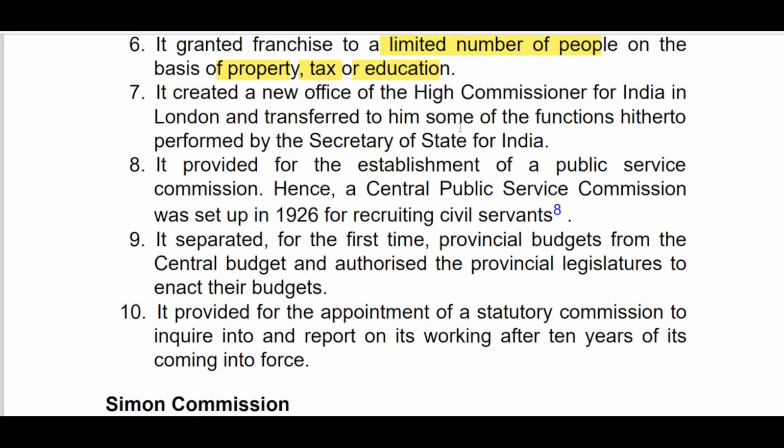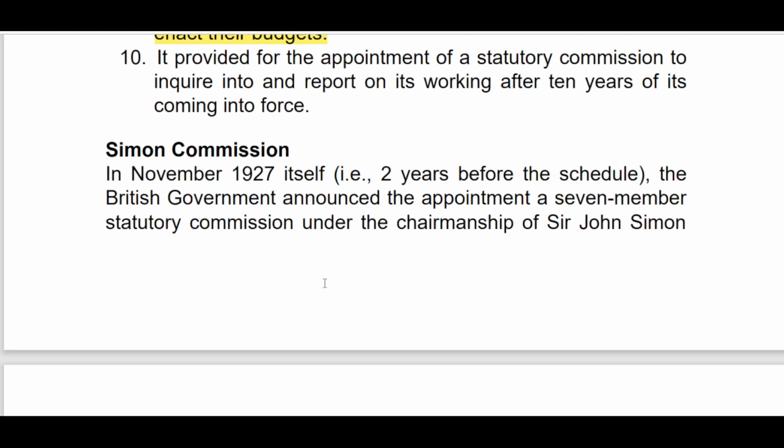It created a new office of the High Commissioner for India in London, and transferred to him some of the functions performed by the Secretary of State for India. It provided for the establishment of a Public Service Commission, hence a Central Public Service Commission. It was set up in 1926 for recruiting civil servants. It separated for the first time provincial budgets from the central budget and also authorized the provincial legislatures to enact their budgets.